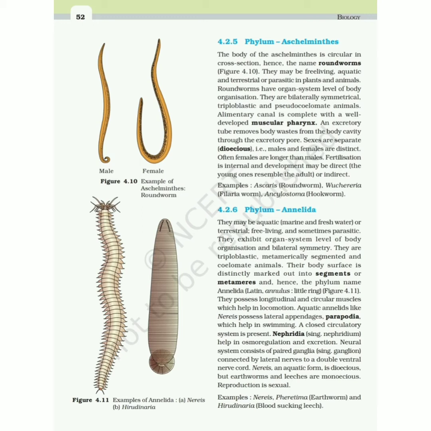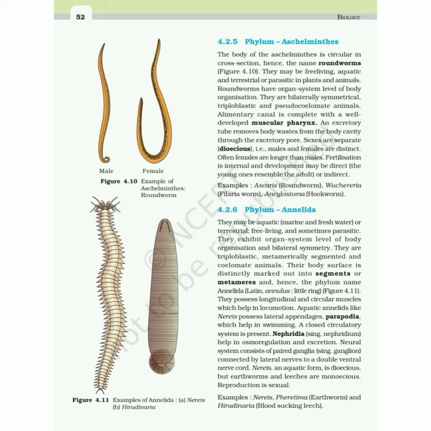Aquatic annelids like Nereis possess lateral appendages, parapodia, which help in swimming. A closed circulatory system is present. Nephridia (sing. nephridium) help in osmoregulation and excretion. Neural system consists of paired ganglia (sing. ganglion) connected by lateral nerves to a double ventral nerve cord. Nereis, an aquatic form, is dioecious, but earthworms and leeches are monoecious. Reproduction is sexual. Examples: Nereis, Pheretima, earthworm, and Hirudinaria, blood-sucking leech.